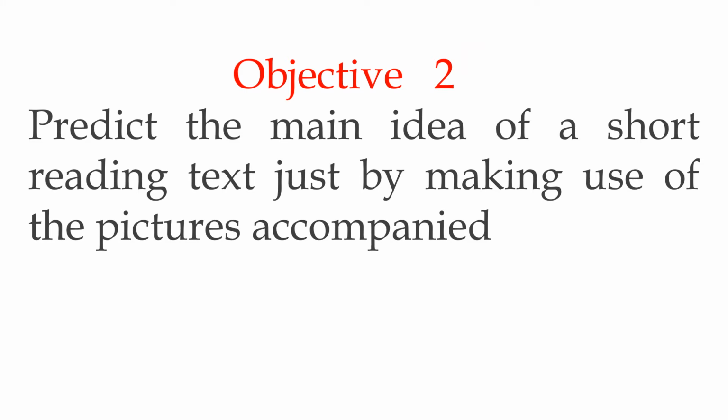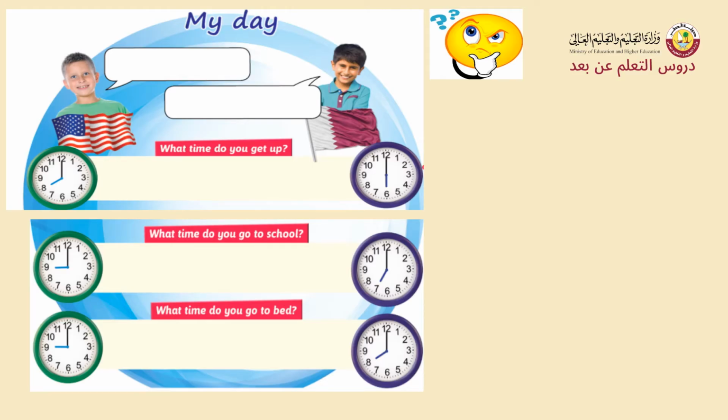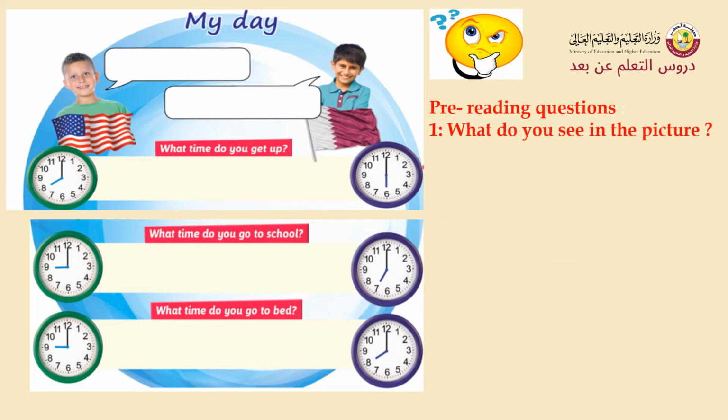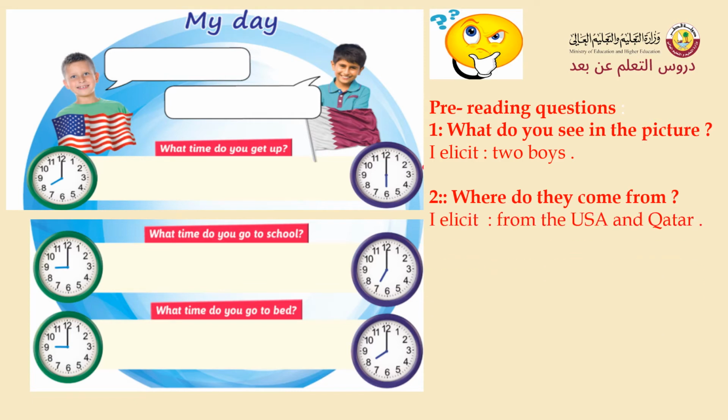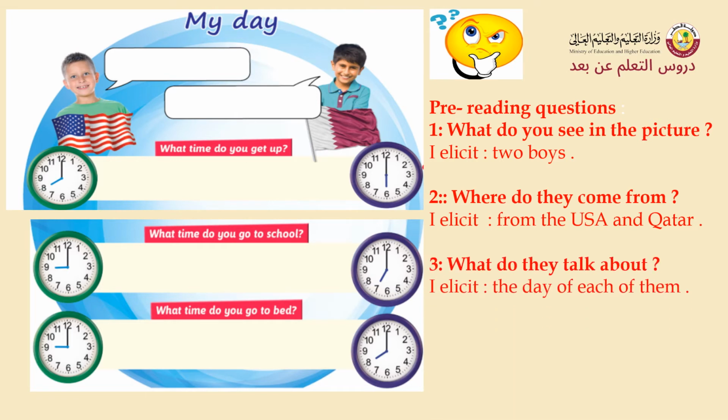Now we come to objective number two, which is to predict the main idea of a short reading text just by making use of the pictures accompanied. I want you to look at the pictures and try to answer the following question. What do you see in the pictures? Yes, two boys, very good. Where do they come from? They come from the United States of America and Qatar. We can know that just by looking at the flags. What do they talk about? The day of each of them or the daily activities.